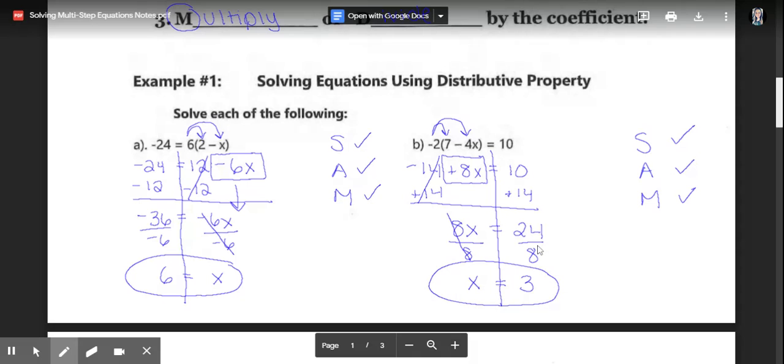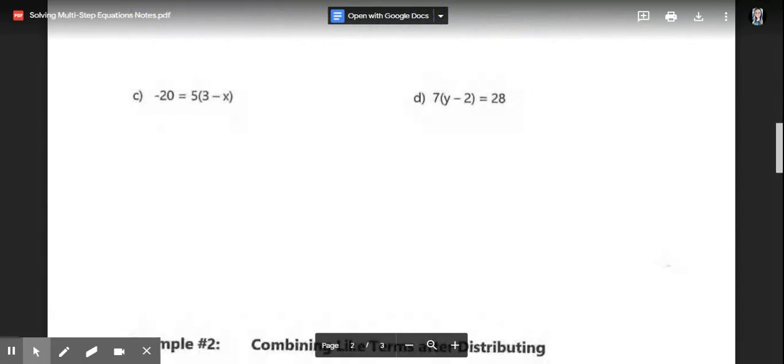How are we feeling? So far, so good? We have a couple more problems to get through. So let's scroll down and take a look at the next 2 examples.